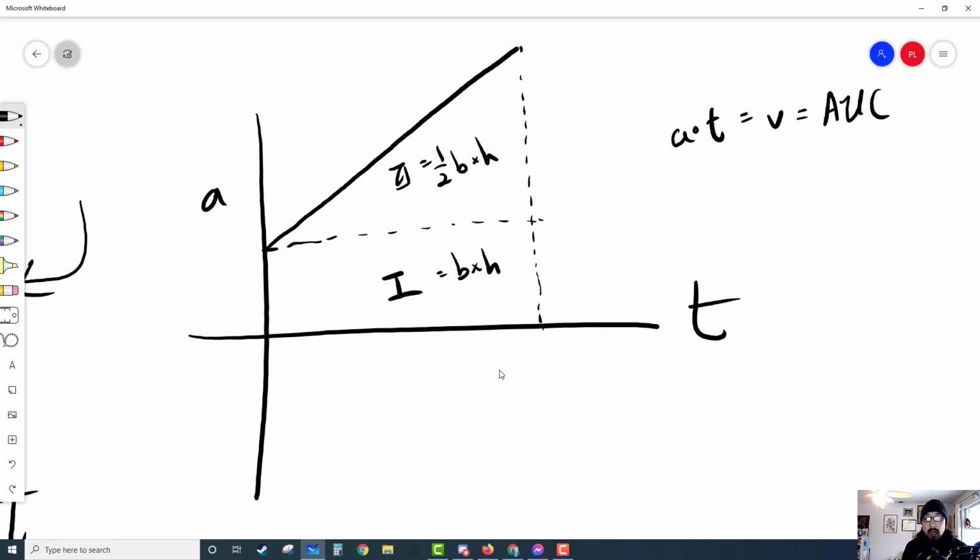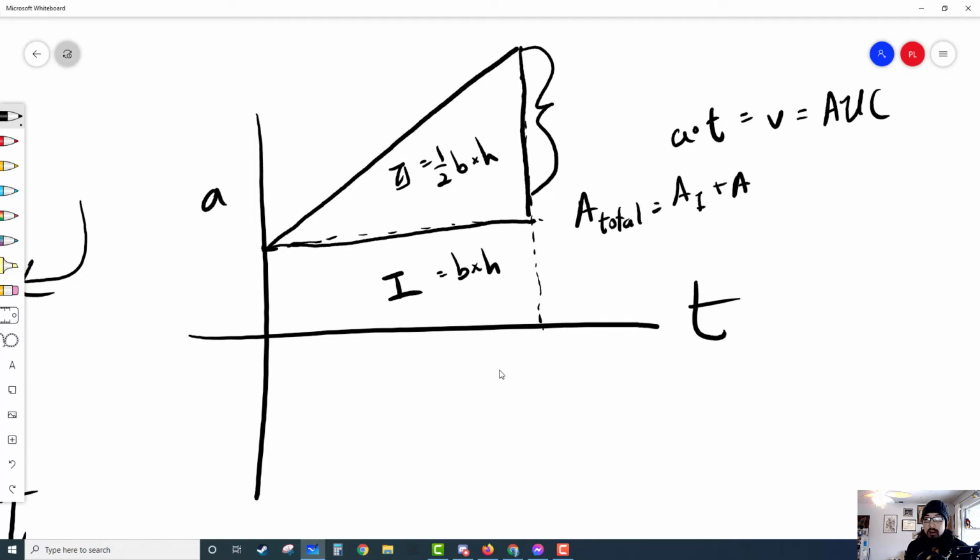Now, just be careful. The bases shouldn't be a problem, but the height for the triangle, okay, you got to find it from whatever this value is up. So this right there. Okay, and then after you find it, you can say that the area total is equal to the area of 1 plus the area of 2. And that'll give you the total area under the curve. And then for this graph, that'll give you the area under the curve, which is velocity.